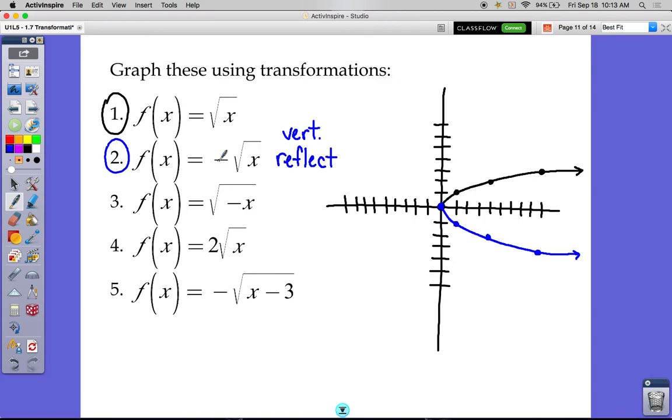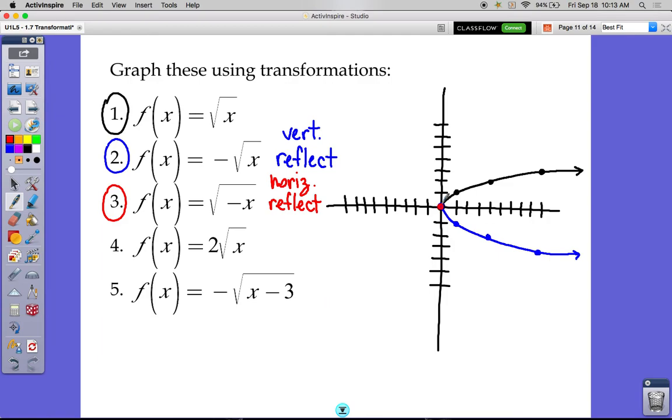Now, let's look at number 3. Number 3, the negative is inside the function. Inside happens to the x. This is a reflection because of the negative, but this time it's horizontal. So that means the x values now have to become opposite.